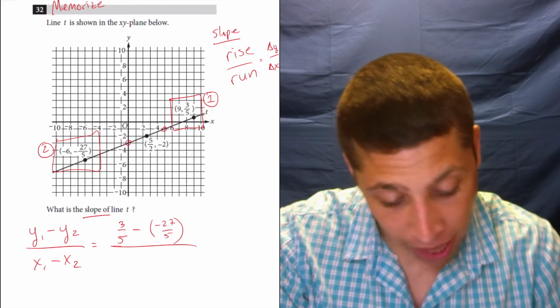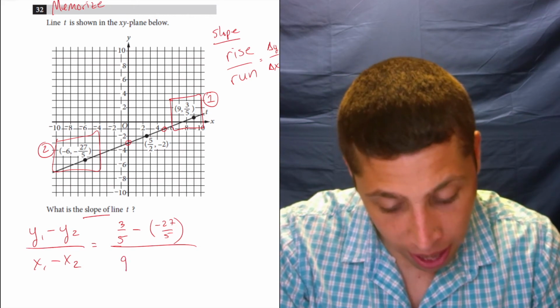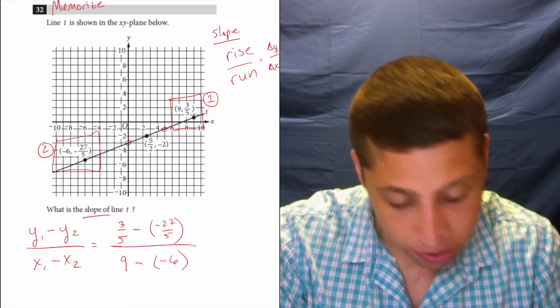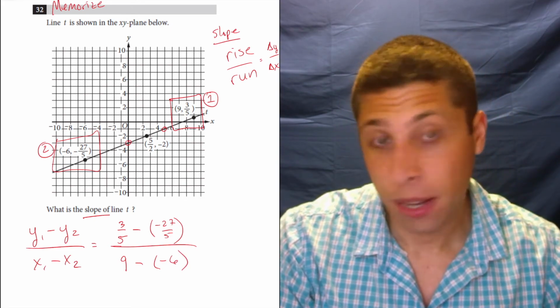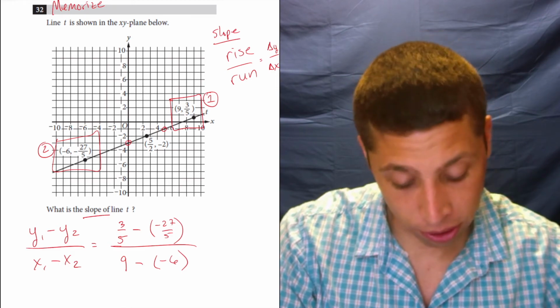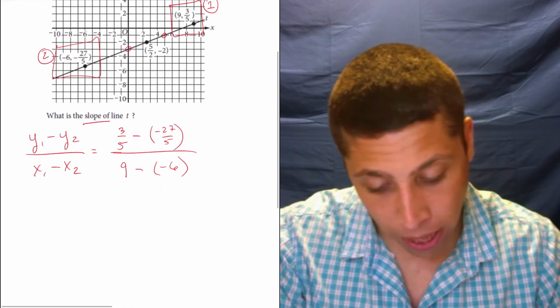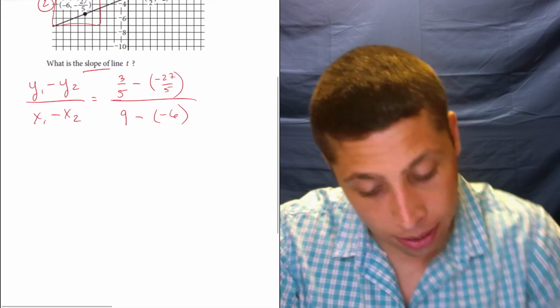And now the change in x. So again, we got to be consistent, so we got to go to the 9 first, and then the -6 is the other x. So, it's messy, but now it's just arithmetic. Now I just can solve all this. You could just use your calculator, but I'm going to do it without one just to practice all the steps here.